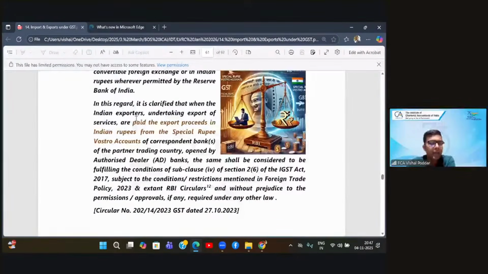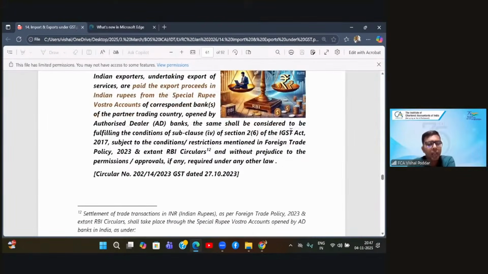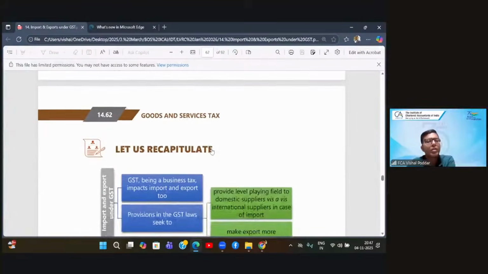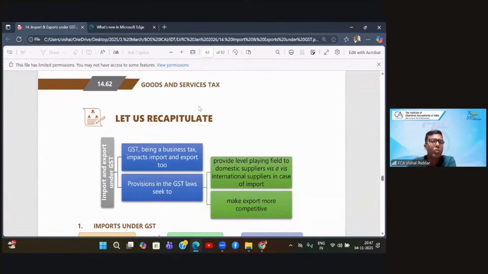Now, in this regard, it is clarified that when Indian exporters undertake export of services and are paid the export proceeds in Indian rupees from the special Vostro account of corresponding banks of the partner trading country opened by the authorized dealer, the same shall be considered to be fulfillment of this condition, subject to the conditions and restrictions mentioned in the foreign trade policy. In short, even where the amount is received in Indian rupees, but in the special Vostro account, it will be considered as compliance of the provisions of export of service, and eventually your service will be regarded as export even though the payment is not received in convertible foreign currency.